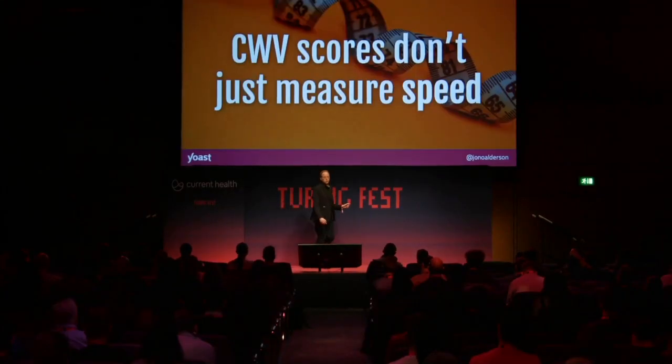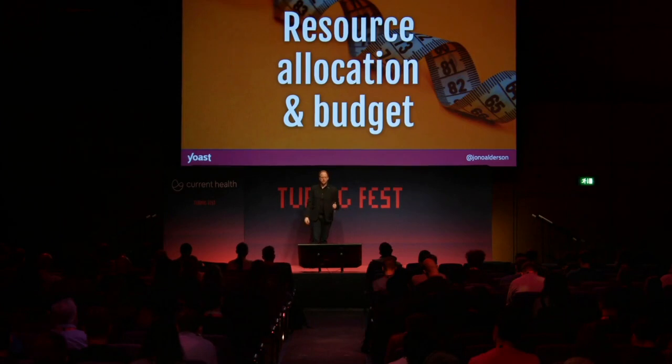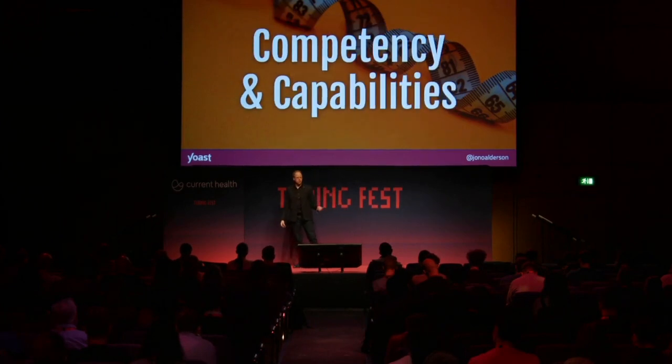You realize that Core Web Vitals don't just measure speed. And this is the key thought I want you to take away today. Indirectly, these metrics also measure a whole bunch of other things, some really interesting things, like the technical maturity of the team running the site, like their resourcing and budget allocation, like their core competency and capabilities. Maybe there's evidence that they don't have enough dev resources to make their sites fast. That tells you a lot about their strategy and their investment that you might be able to capitalize on. It tells you a ton about their priorities and politics.